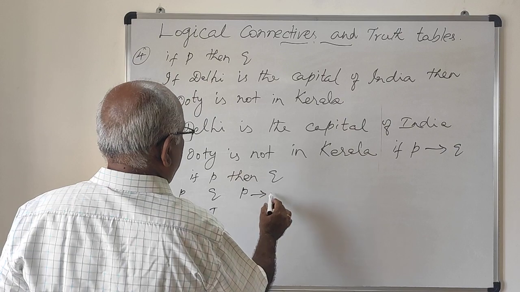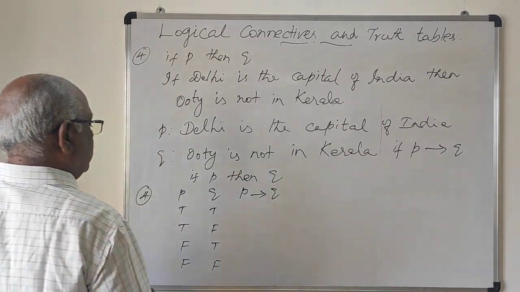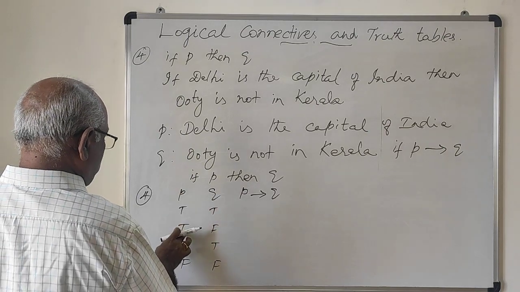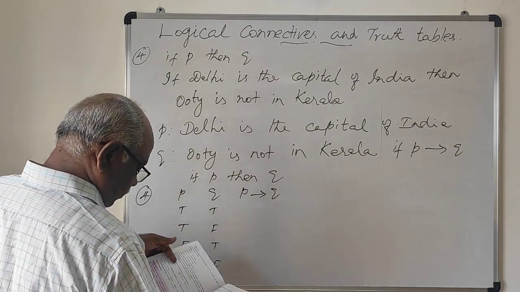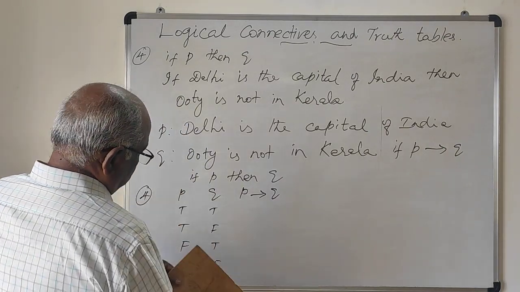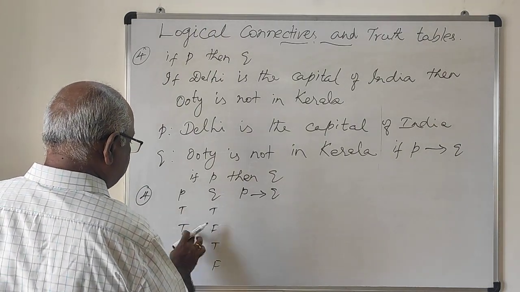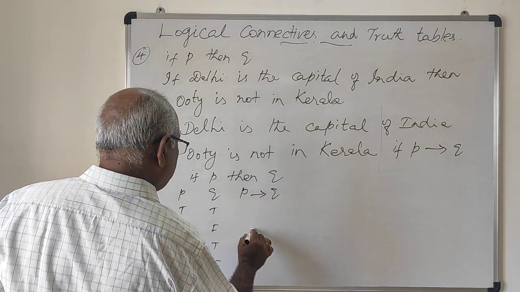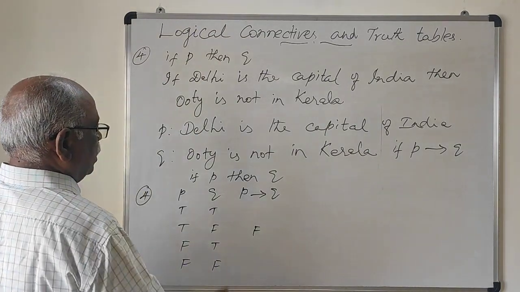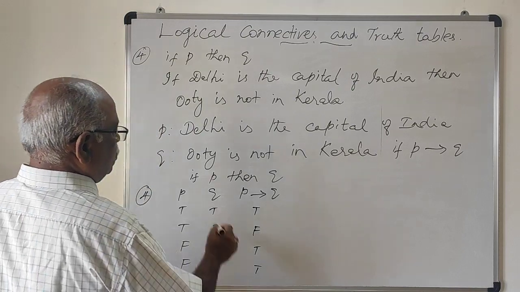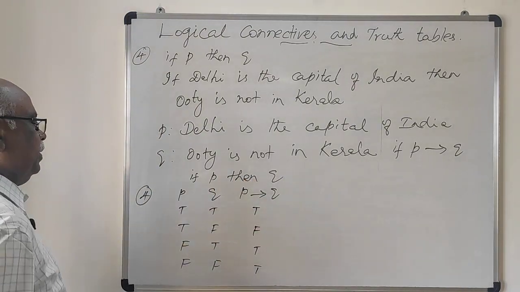P then Q. In this case, if the first statement is true and the second statement is false, the conditional statement T tends to F is false. The rest of the statements are true. This is the truth table for the single conditional statement.